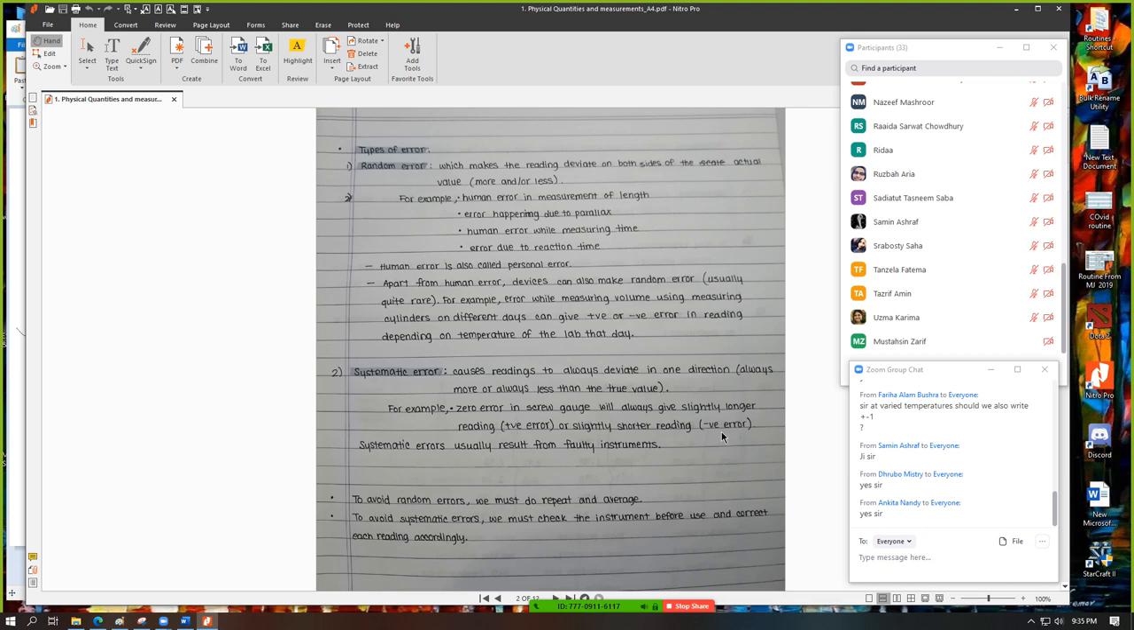Achha, systematic errors usually result from faulty instruments. That fault can be a manufacturing fault, that fault can be a fault developed over a long period of time, that fault can be developed by wrong usage or rough usage or something like that. Achha, here below there are two bullets, two very important bullets, look.